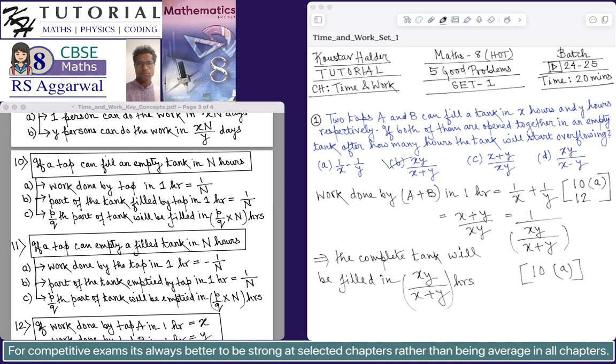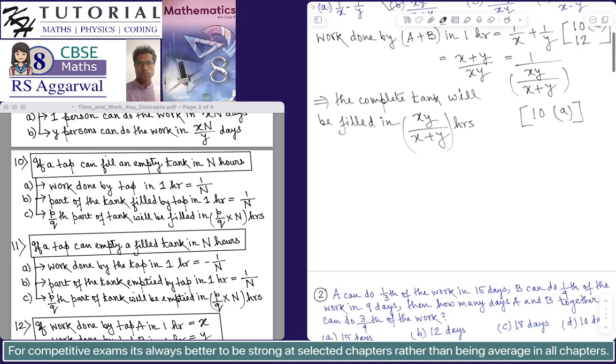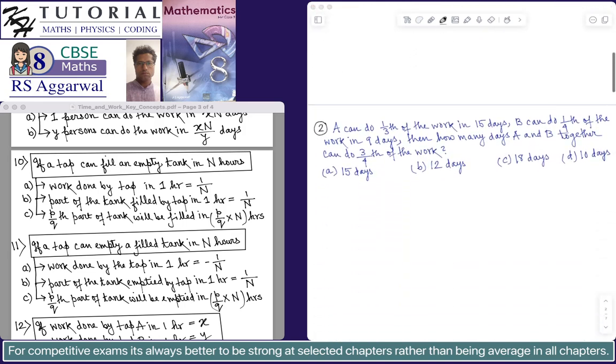Let's move on to the next question. A can do 1/3 of the work in 15 days. B can do 1/4 of the work in 9 days. Then how many days can A and B together do 3/4 of the work?